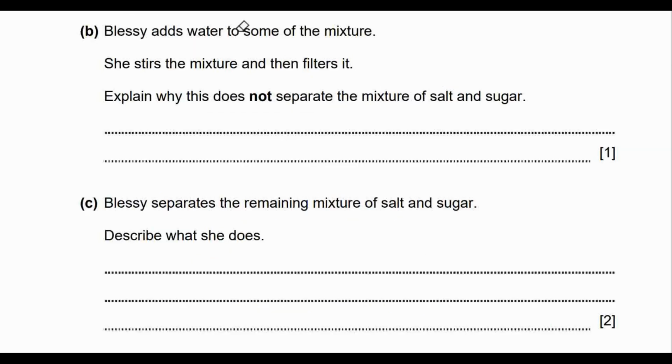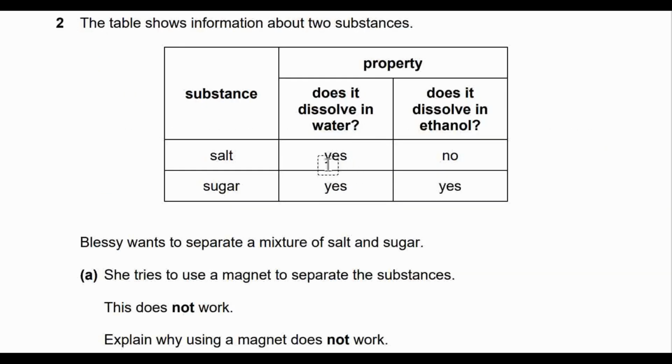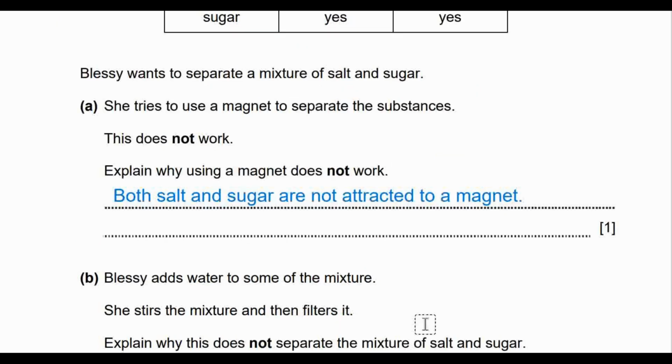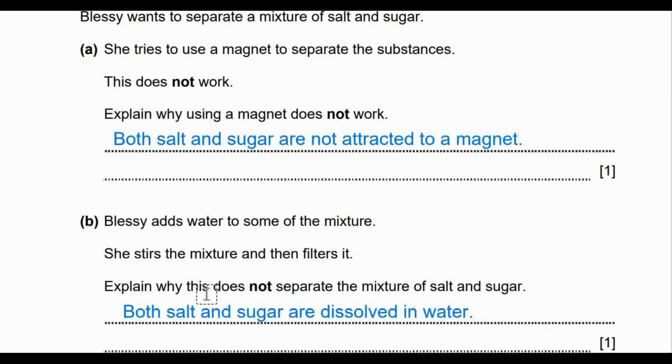Question B. Blasi adds water to some of the mixture. She stirs the mixture and then filters it. Explain why this does not separate the mixture of salt and sugar. From the table we see that salt and sugar, both of them dissolve in water. So this method does not separate the mixture of salt and sugar. So that's our answer. Both sugar and salt dissolve in water.